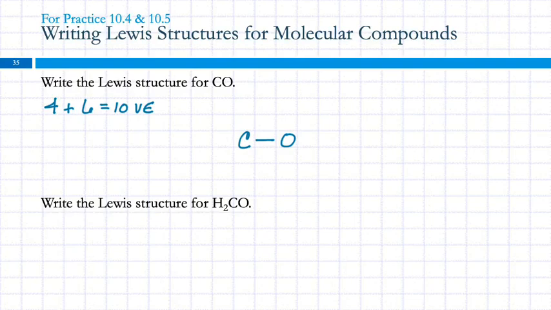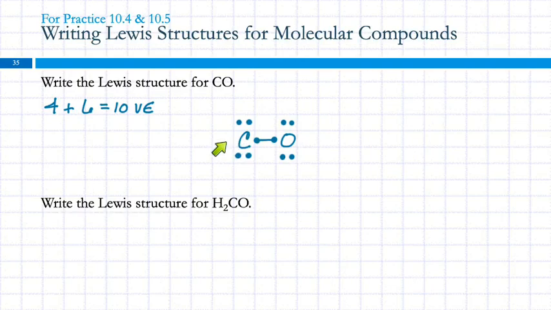It might help you to put a dot at each end of this bond, because that's two electrons right there. 2, 4, 6, 8, 10. My approach is I usually just try to spread them around kind of evenly. So there's my 10 electrons. Did I fulfill the octet rule? Yes. Does everybody have 8 electrons? No. Yeah, I need a double bond.